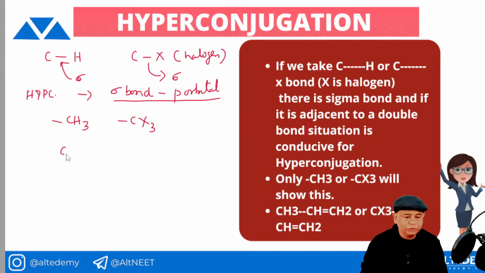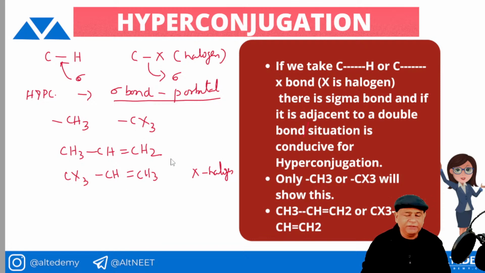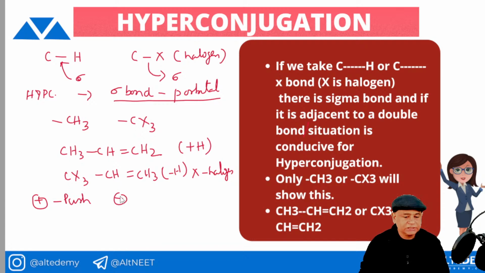And we have shown the compounds also, like CH3, CH, double bond CH2. If we have a compound like this, it will show hyperconjugation. Even if we have CX3, CH, double bond CH2, this will also show hyperconjugation. X stands for halogen. This will also show hyperconjugation, but in a different direction. Later we will come to know it is creating a plus H effect and a minus H effect. As I have told you earlier, plus is always push, minus is always pull. Plus push, minus pull.